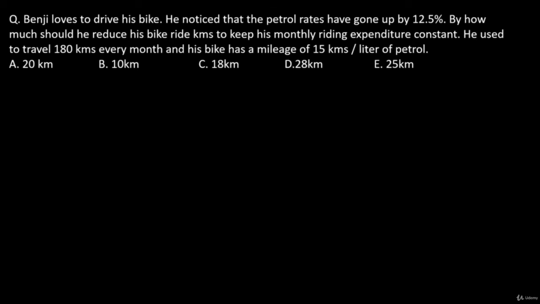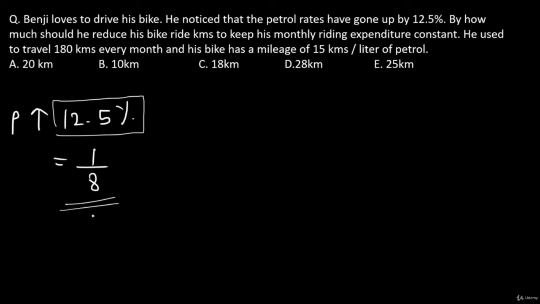Let's do it together. Now over here, it's mentioned that the price has increased by 12.5%, and 12.5% is the same as 1 by 8, right? Now, if the price increased by 1 by 8, to keep the expenditure constant, the consumption has to be reduced by 1 by 9, right? 1 by 9 is 1 by 8 plus 1. That's how you get 1 by 9, right? Now, therefore, the kilometers also will reduce by 1 by 9, right?